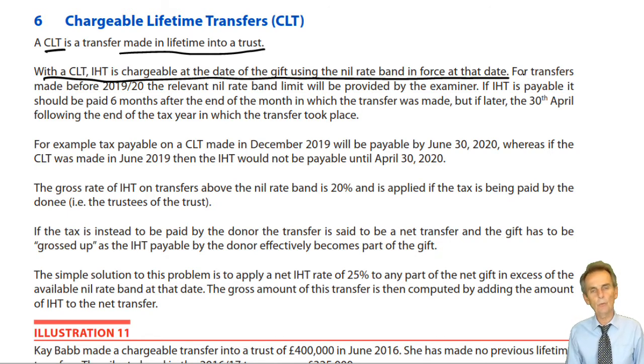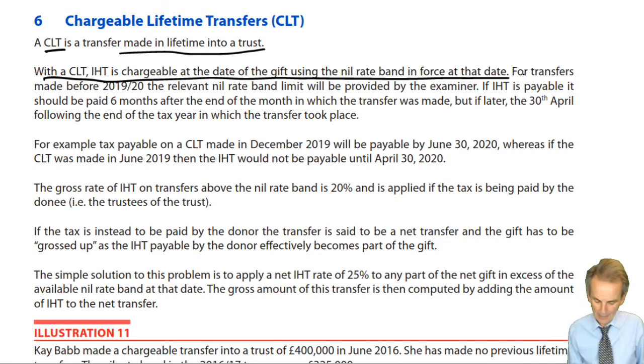then before you can move on and do the two computations that we are, at the moment at least, familiar with, lifetime transfers chargeable on death and the chargeable estate at death, it will demand a first computation to be done dealing with lifetime transfers chargeable when made. What are they? They are only these CLTs. They are chargeable when made.